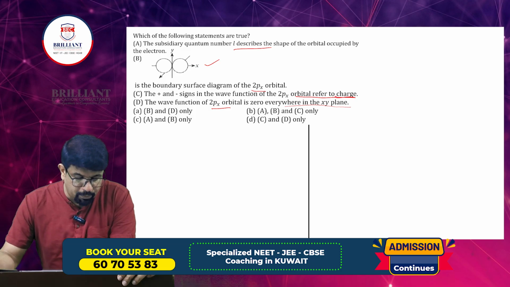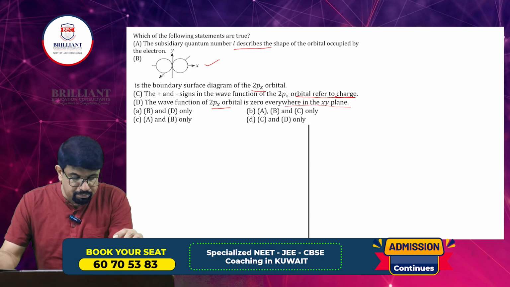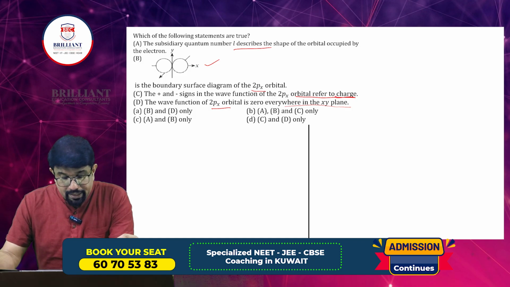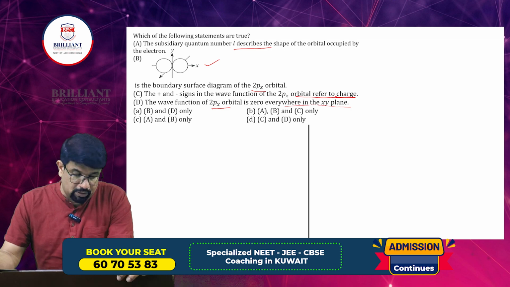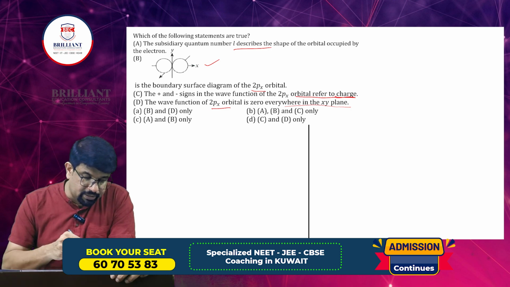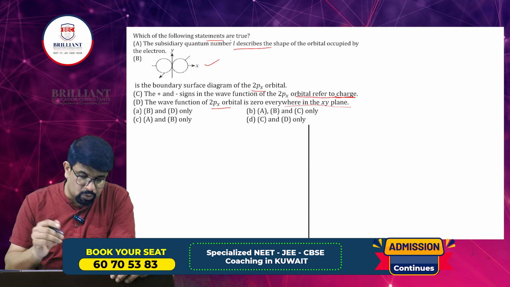They have given options. Option A is B and D only. Option B is A, B and C only. Option C is A and B only. And option D is C and D only. But what is the question? Which of the following statements are true?